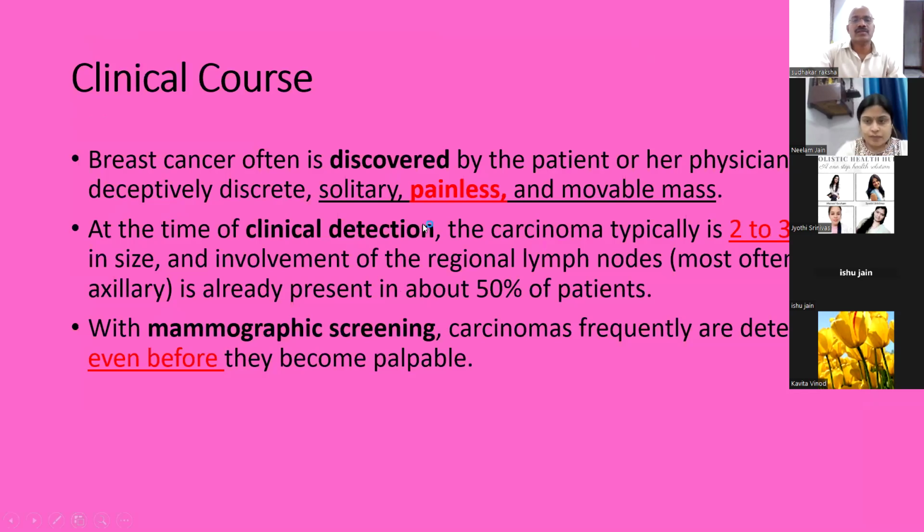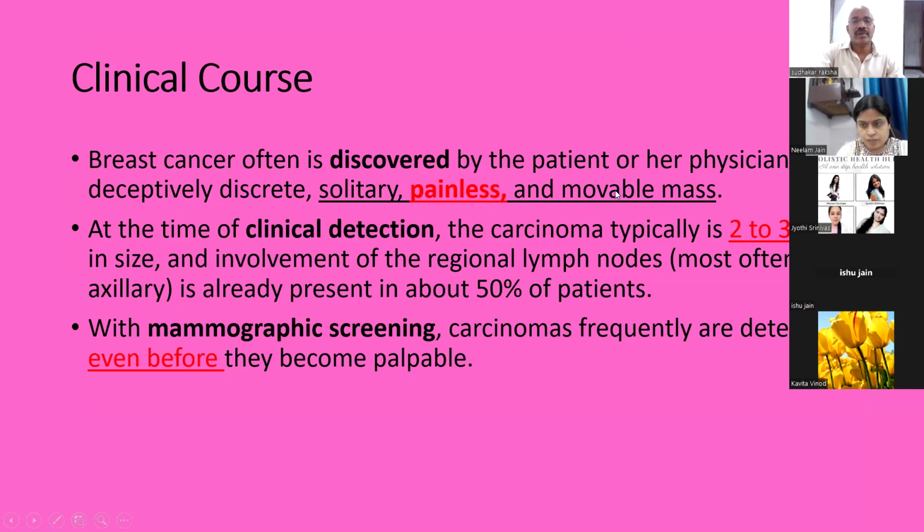So what is the clinical course? Usually the patient herself discovers a solitary, single, painless lump. The problem with the carcinoma is that it is painless. Cancer is painless. When there is pain, they will immediately seek a doctor. But since it is painless, they will just ignore it. So it is a painless solitary mass.